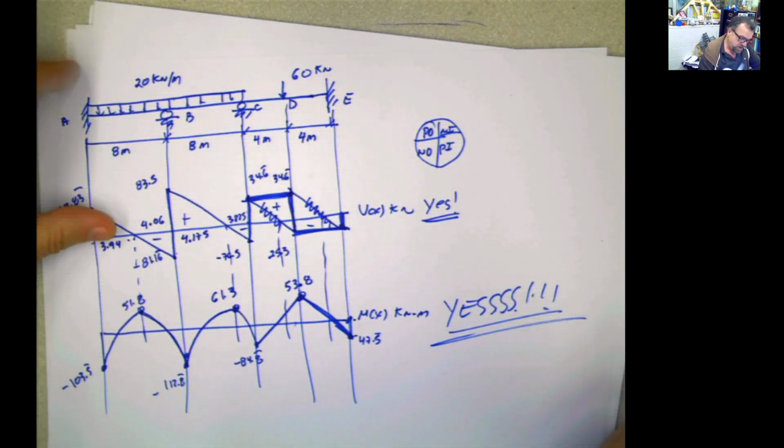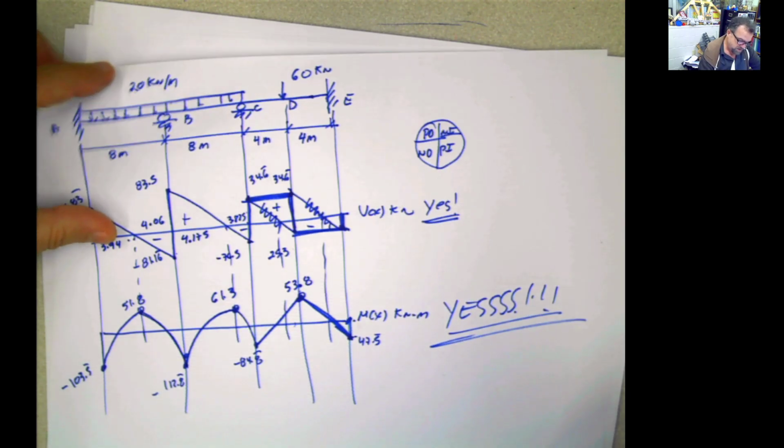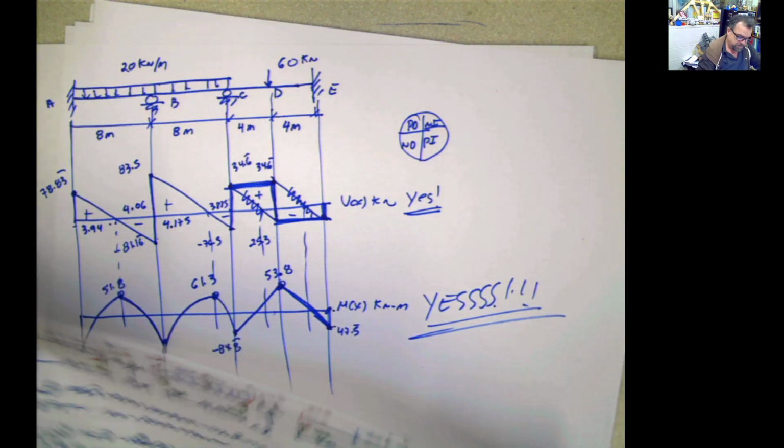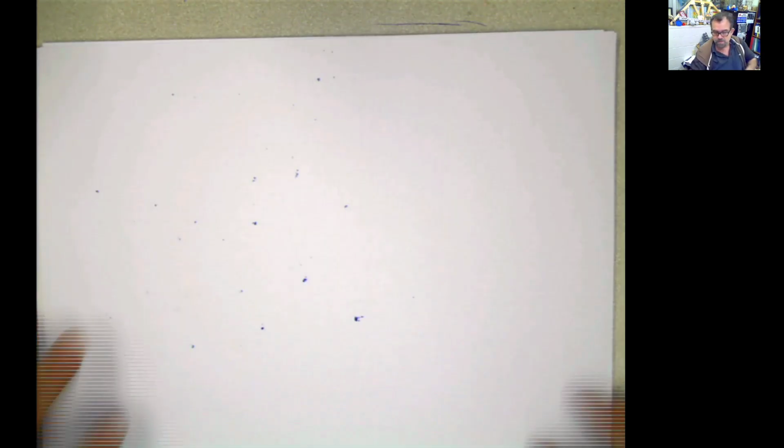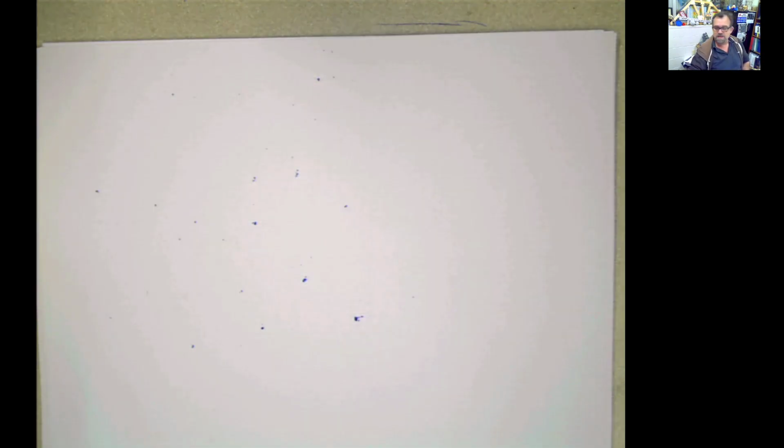I want you to repeat these problems, please, because in repetition and in practice is where mastery comes into play. So this is the end of our examples for beams, but don't be too happy. Now we're going to start dealing with frames, which is the next video. See you in 5 minutes.